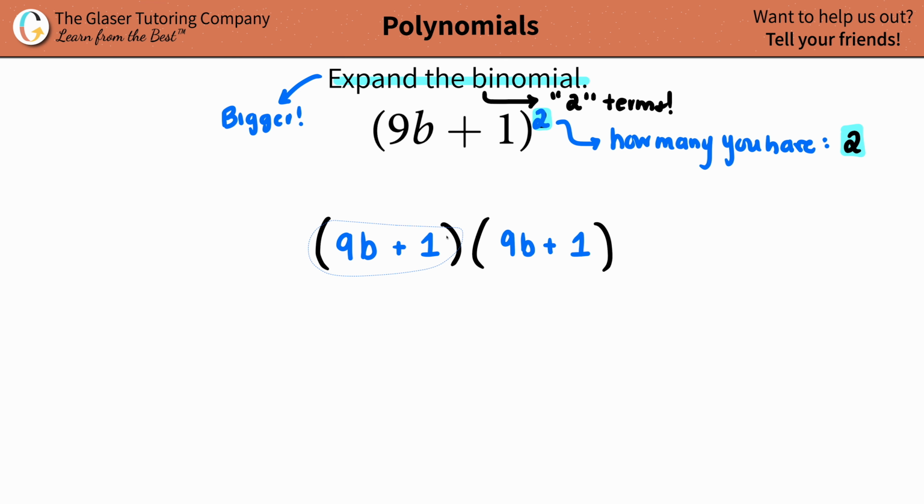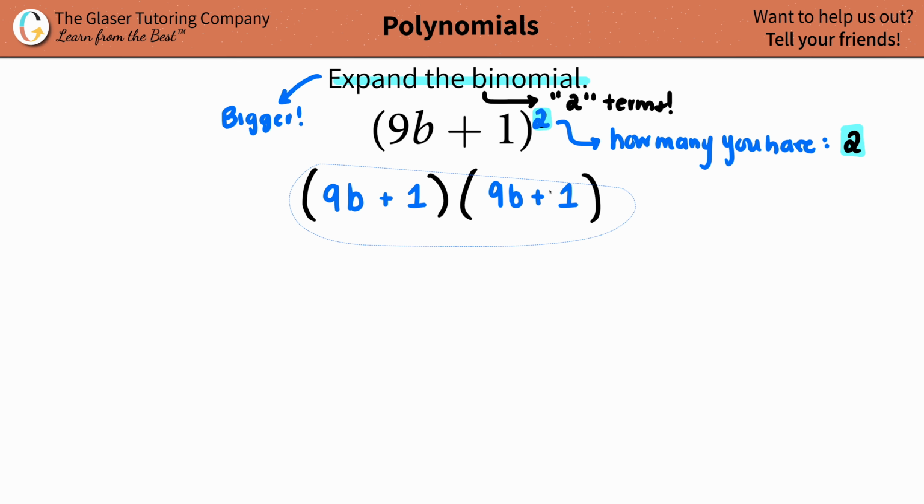Now let's just actually do the math, right? Now notice when we did that 4 squared example, it was 4 times 4. The operation in between those two values that you have is always going to be multiplication. So multiplying with binomials is no different. The operation in between the two binomials is still going to be multiplication. So we are just multiplying binomials together.